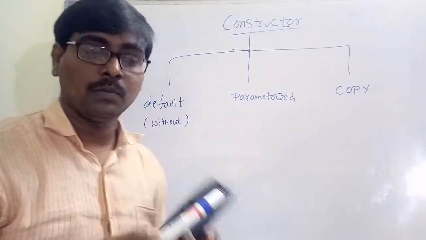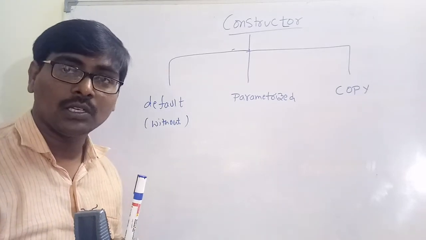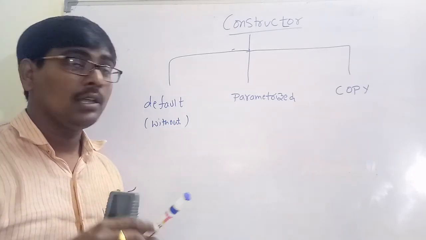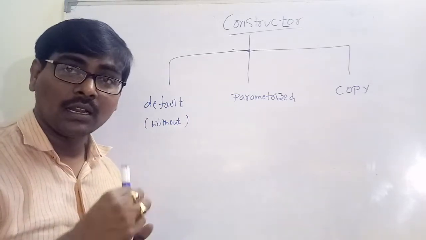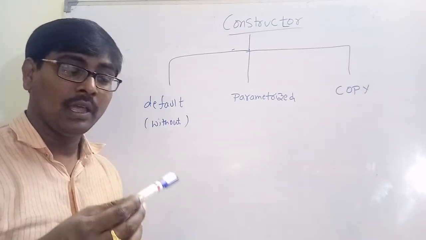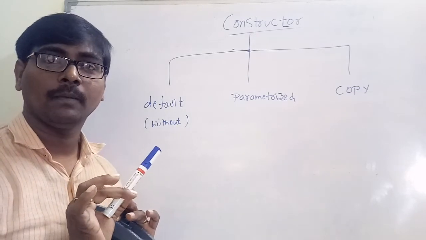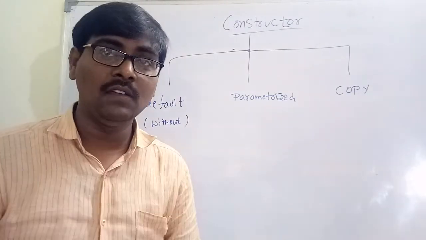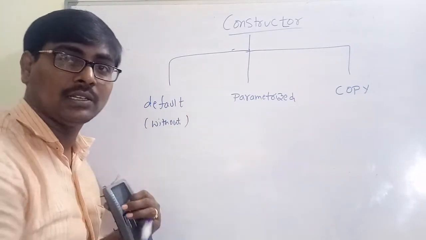Suppose consider the same example. Here I am using a marker. I am going shopping. I go to some particular shop and ask, please give me one marker. Observe carefully, here I have not mentioned anything. That means I am not giving any information about the color of the marker, the rate, the cost, or which company. Simply give some marker, without specifying any values. Without specifying any values, I am buying a marker. That is the default constructor.